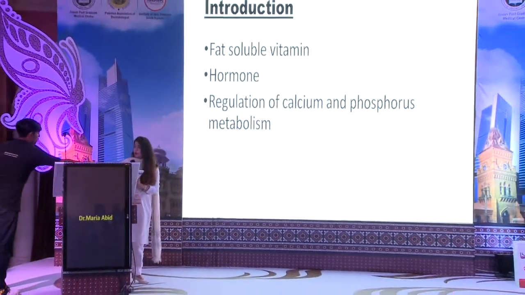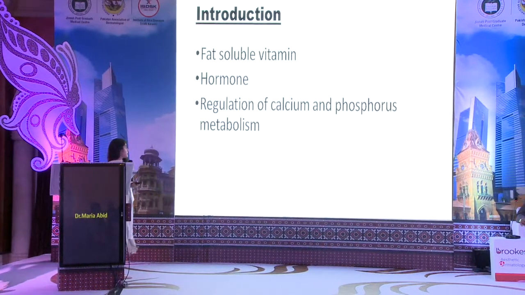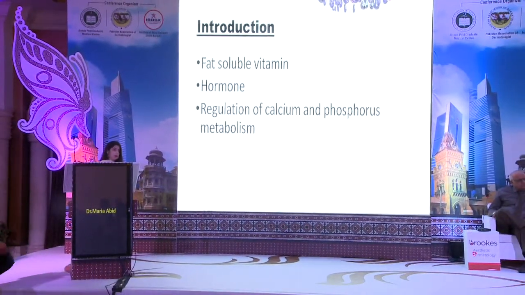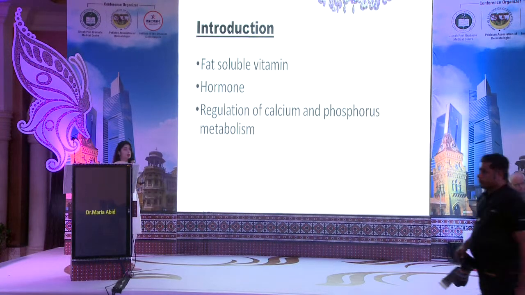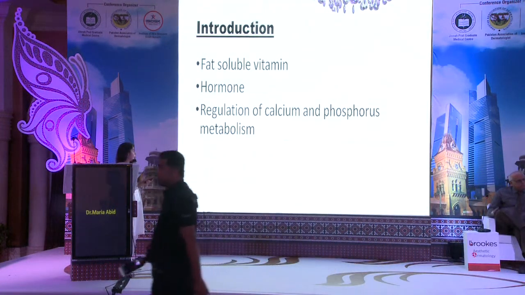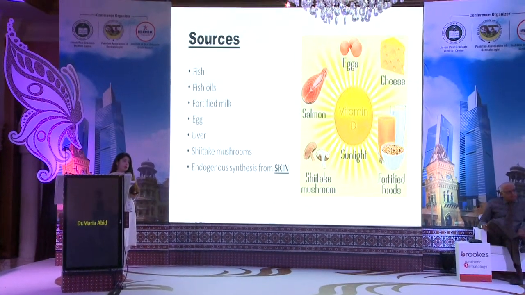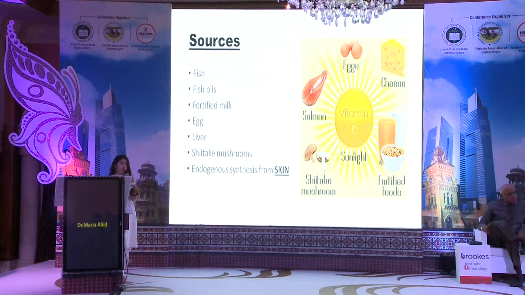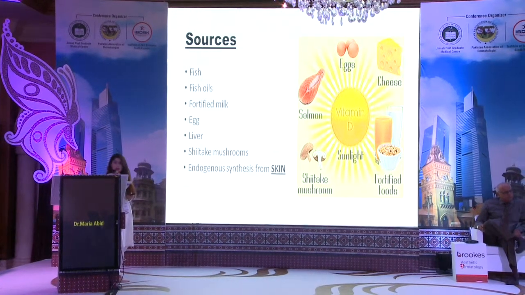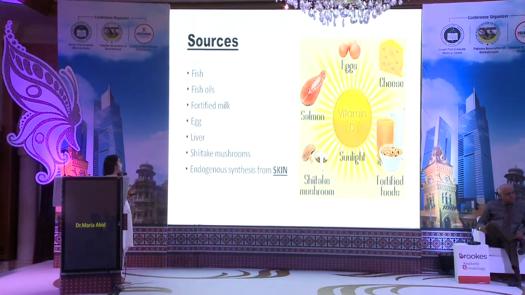First of all, what is vitamin D? Vitamin D is a fat-soluble vitamin and a hormone that is generally involved in the regulation of calcium and phosphorus metabolism. So we have three known sources of vitamin D that include sunlight, diet, and vitamin D supplements. The diet sources include fish oils, fortified milk, egg, beef liver, liver oil, shiitake mushrooms, and endogenous synthesis from skin.